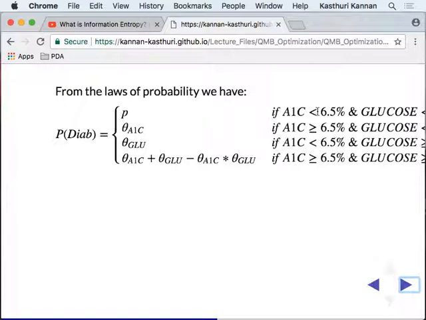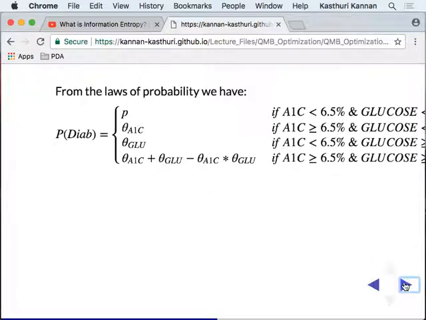Now, from the law of probability, we can write this. If the hemoglobin is less than 6.5 and glucose is at least 126, it's this probability. If it is the other way around, it's just the probability of a person being diabetic based on the hemoglobin alone, right? And if you're given just glucose content greater than or equal to 126 but the hemoglobin is less than 6.5, the probability is just this, right? Otherwise, it's the union of probabilities. A person could be diabetic because his glucose levels are higher or his hemoglobin levels are higher, right? You can form this probability.